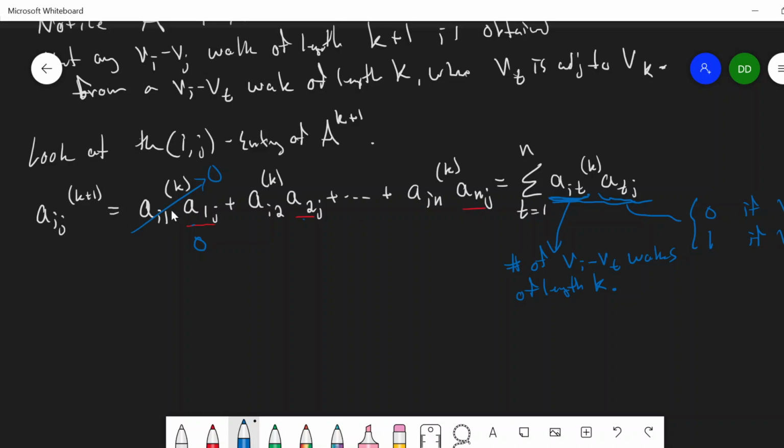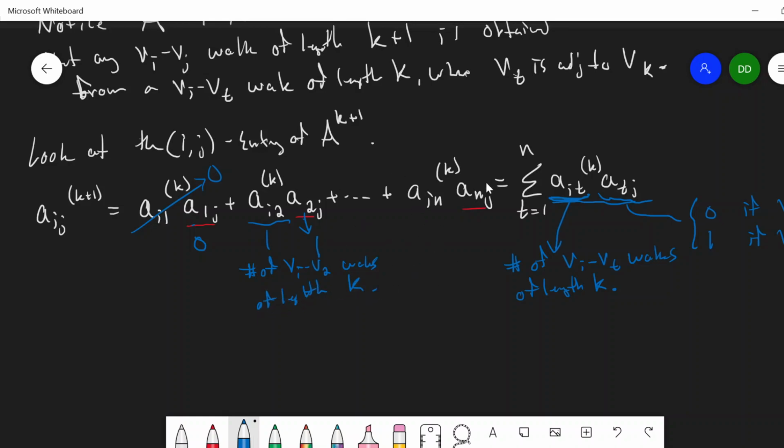Right? Even though there may have been a bunch of walks between vi and v1, I don't care. Those aren't going to give me any walks between vi and vj because those walks don't end at a vertex that's adjacent to vj. But maybe this one is, maybe a_2j, maybe v2 is adjacent to vj. Maybe this is a 1, in which case I'll do 1 times this, which is the number of vi, v2 walks of length k.